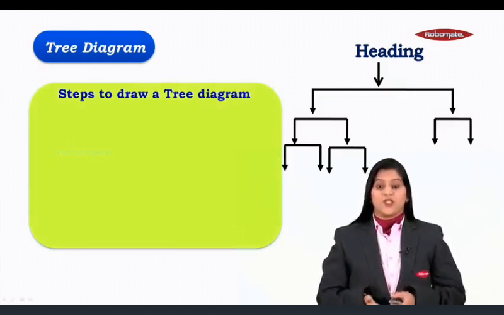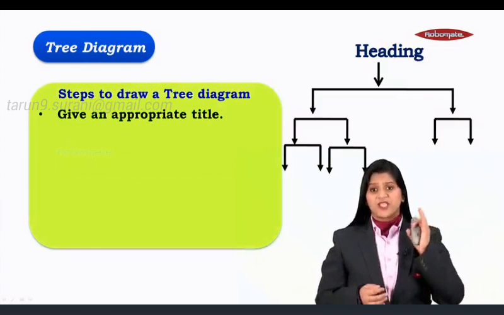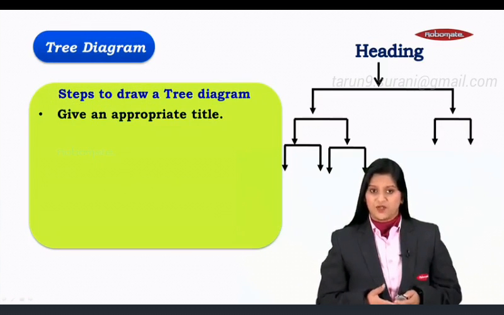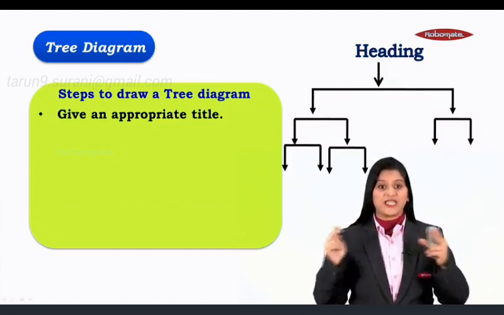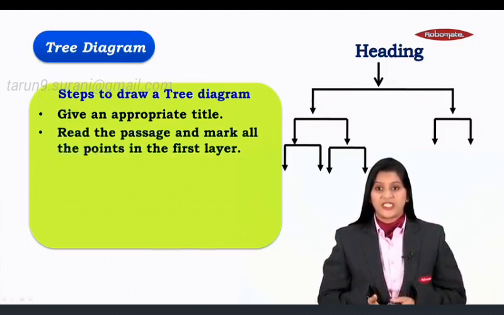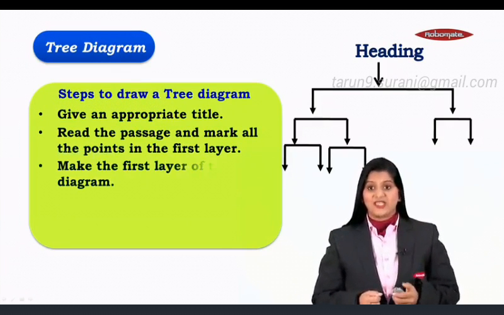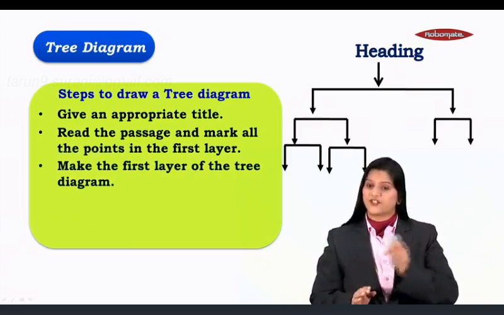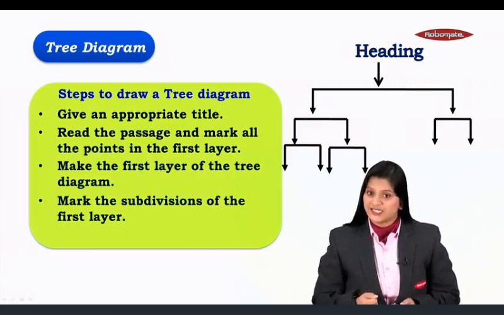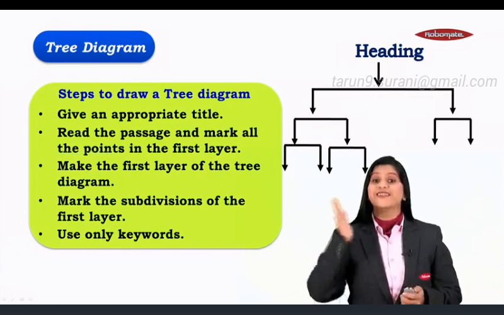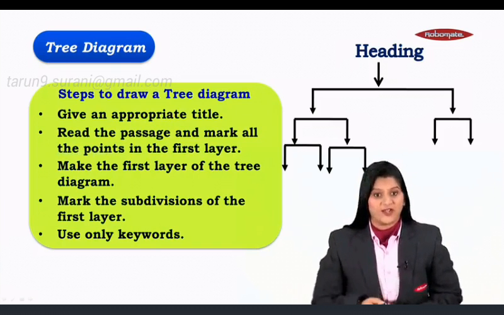Alright, now steps to draw a tree diagram. These are really very easy steps. Give an appropriate title first of all, because you'll have to actually put the heading first and only then can you make the layers, right? Read the passage and mark all the points in the first layer. Then make the first layer of the tree diagram. Mark the subdivisions of the first layer. Use only keywords. Now I'm sure you'll understand this when I practically take one paragraph for you.